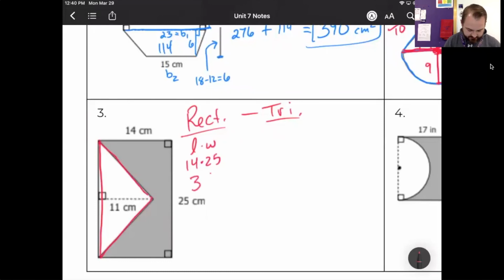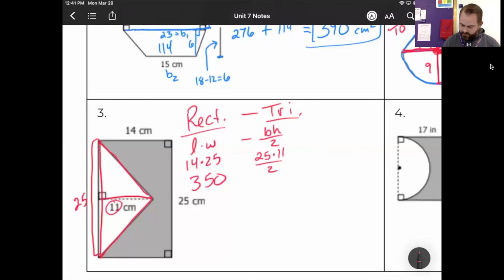That's why we subtract. So the area of our rectangle, again, is just length times width, or 14 times 25, which is 350. But then we're going to subtract the area of this triangle. Now remember, base and height of a triangle are perpendicular. So the base is 25 and the height is 11. Okay, so if I do 25 times 11 and divide by 2, I get 137.5. So I'm going to subtract that from 350. And I get a final area of the shaded region as 212.5 square centimeters.